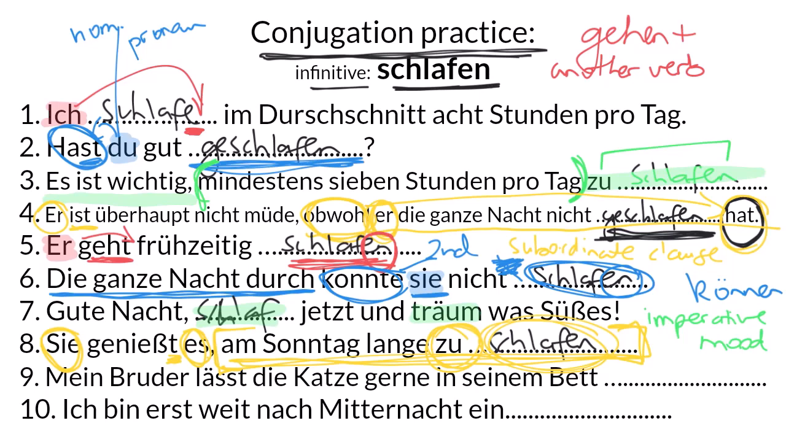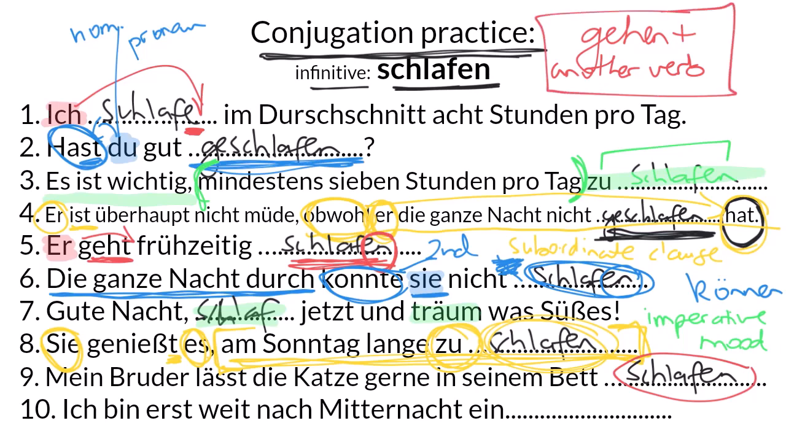Number 9. Mein Bruder lässt die Katze gerne in seinem Bett schlafen. Now this is an interesting one as well. So we have schlafen, and it's in its infinitive form at the end of the sentence. Why is that? Well, similarly to gern, which we looked at up here in the top right-hand corner, you can do the same thing with lassen. So lassen works in that scenario as well.